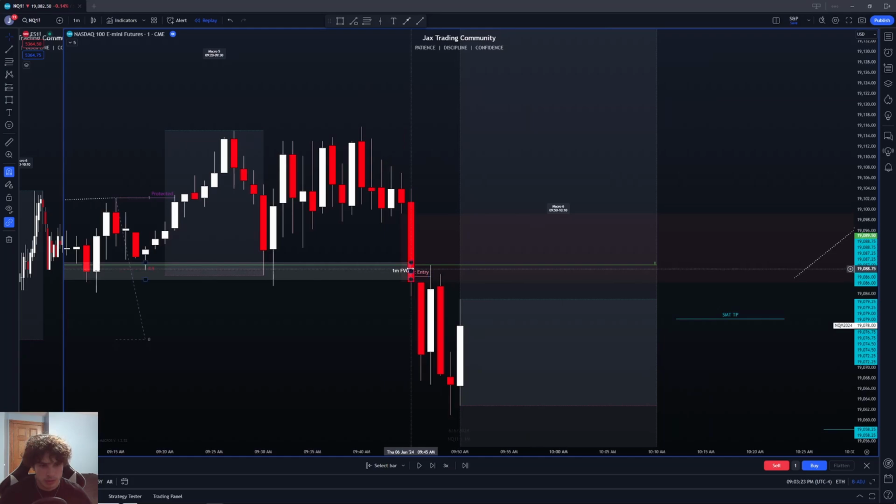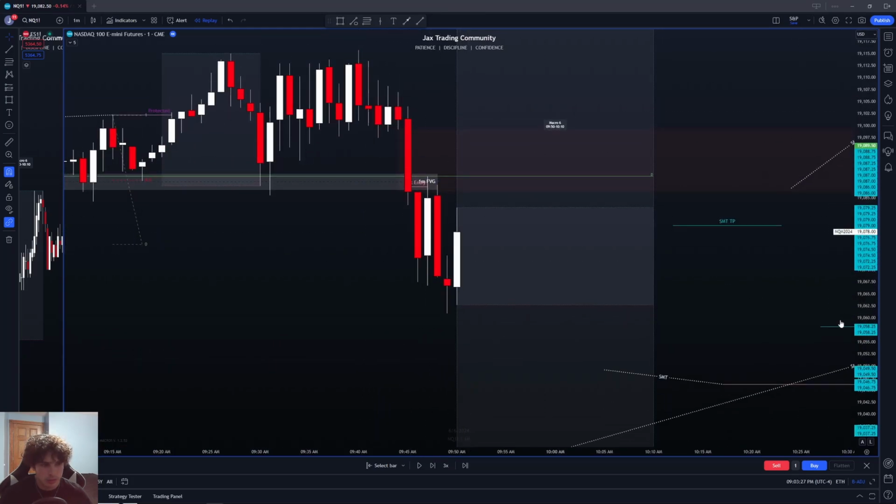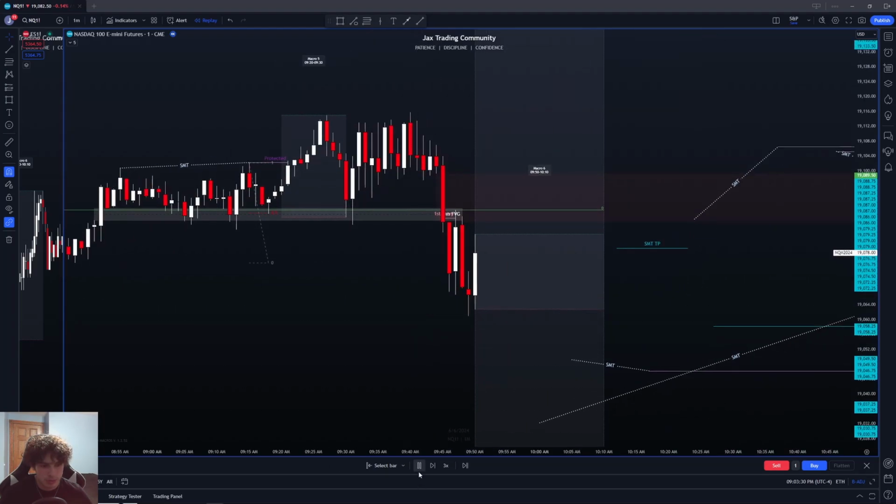We come up. You can see we also use this as an inverse. So we tap into it. We could see lower, although we do have a macro though, so we could get pushed up from this.